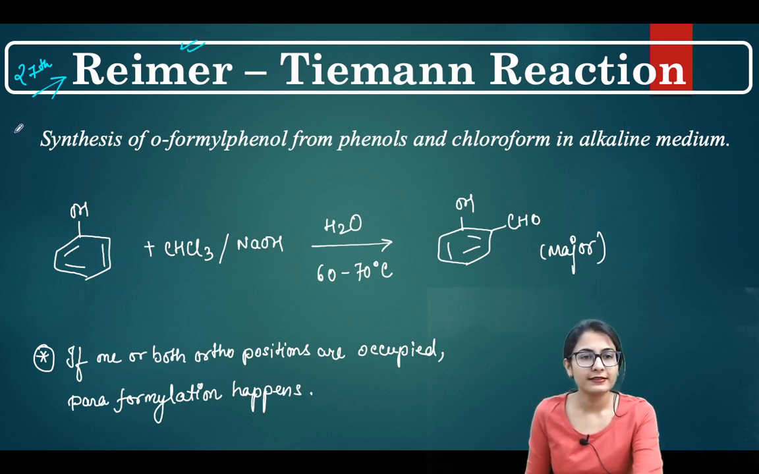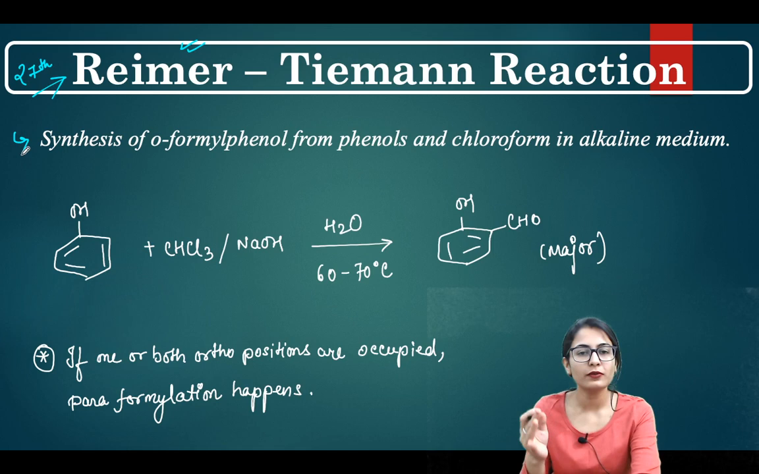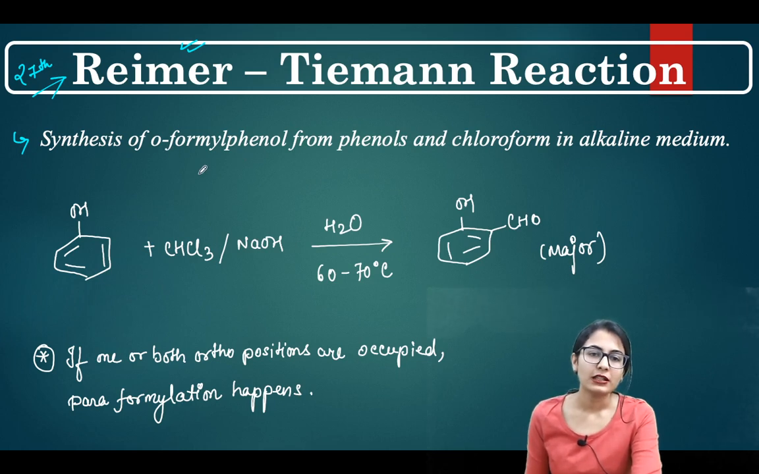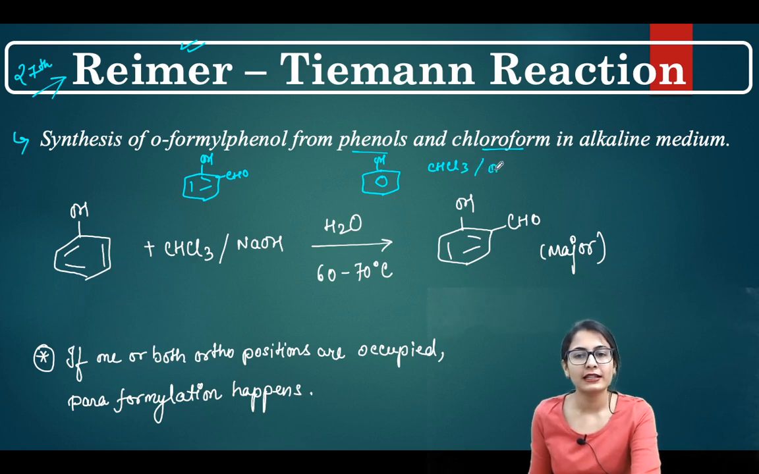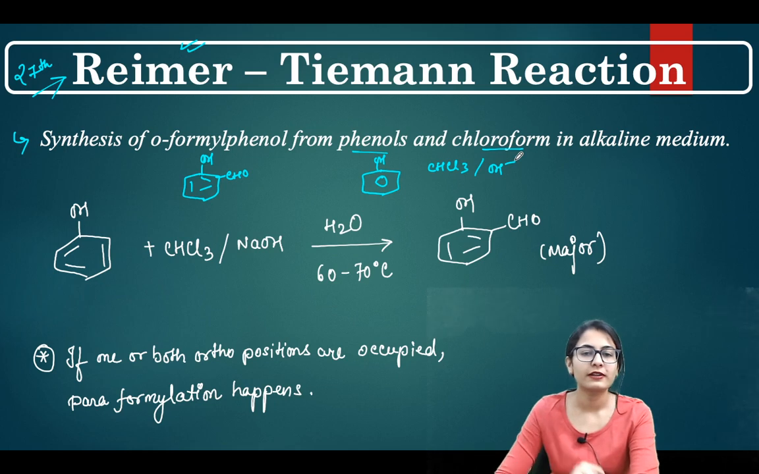So it is very simple: synthesis of ortho-formyl phenol from phenols and chloroform in alkaline medium. What does that mean? That means that you are generating ortho-formyl phenol like this from the phenols, yes, and chloroform. So you are taking chloroform in the alkaline medium, right? So what is the overall process? We are going to talk about that very shortly. So this is your overall reaction.